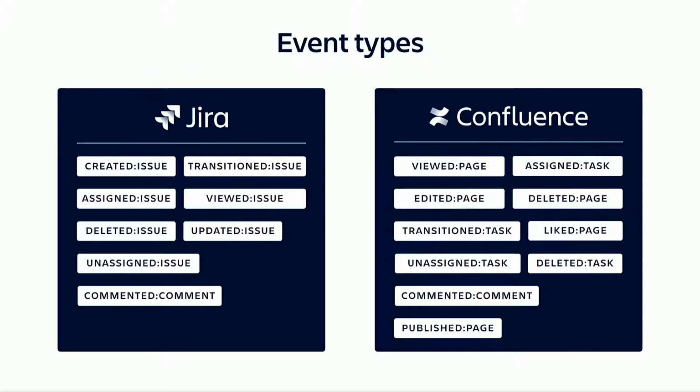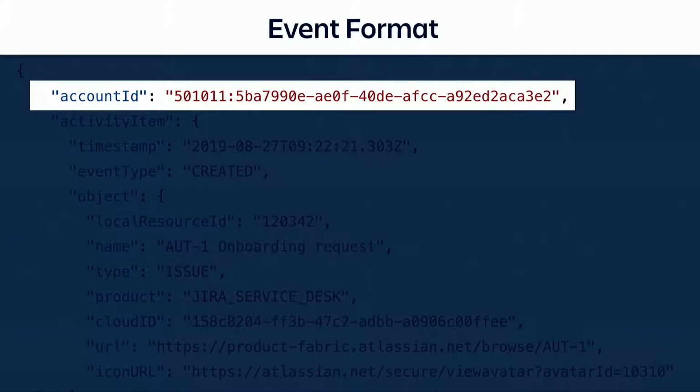There are over 20 different events. Some of them are common to Jira and Confluence, some of them are specific. And your application needs to declare explicitly which events it is interested in. Depending on how you want to structure your application, there might be a different function handling each event, or there might be one function handling all of them. So now let's see what the event looks like.